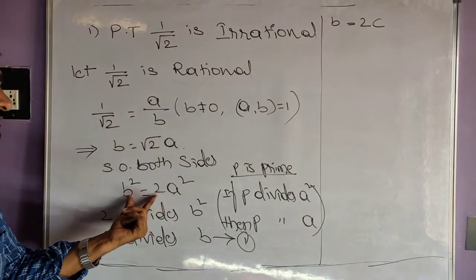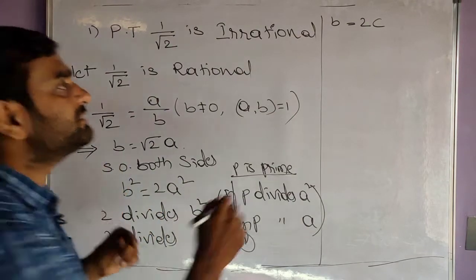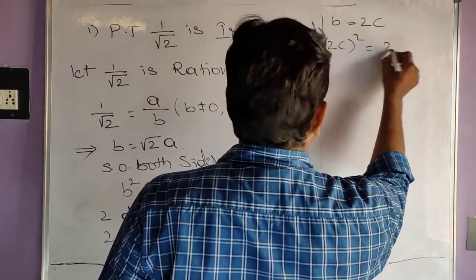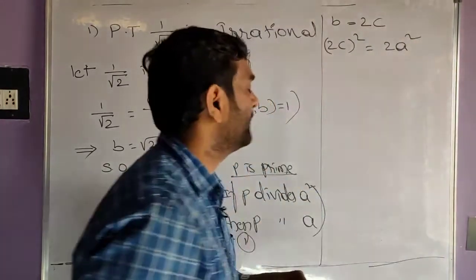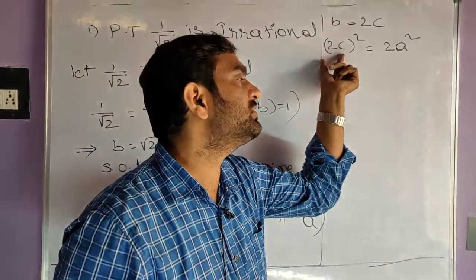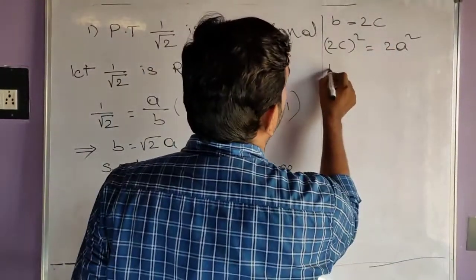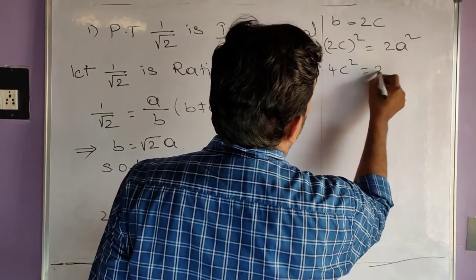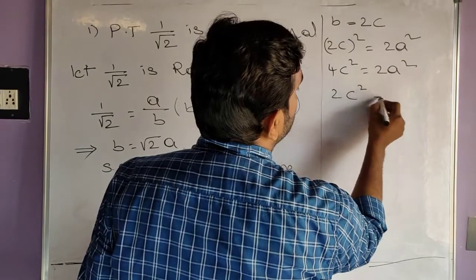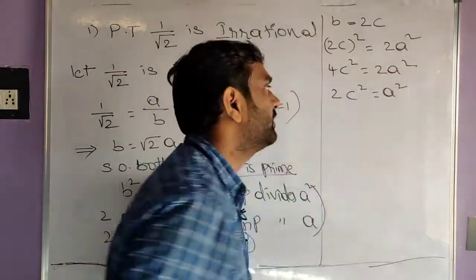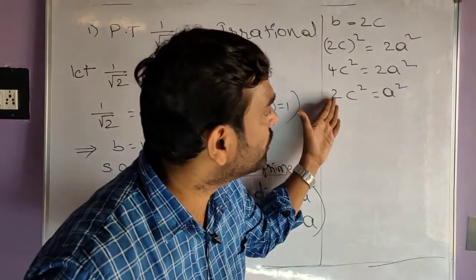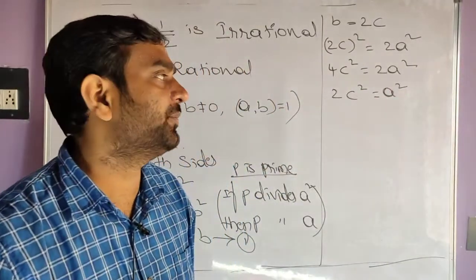Now b is equal to 2c. Substitute in b square is equal to 2a square. What is b? 2c. So (2c) square is equal to 2a square. Here 4c square is equal to 2a square. 2 coming this side, 4 by 2 is nothing but 2. 2c square is equal to a square.